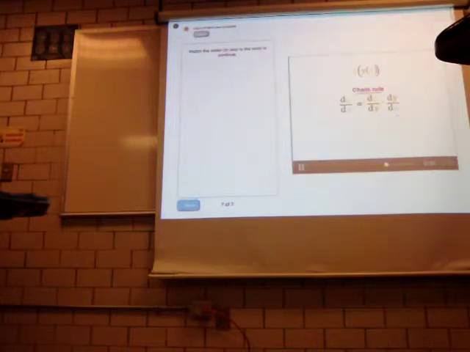Okay, last question. Let's put the chain rule to work. Consider the function e to the minus x squared. That's e, and the power it's being raised to is minus x squared. What's the derivative of this function?